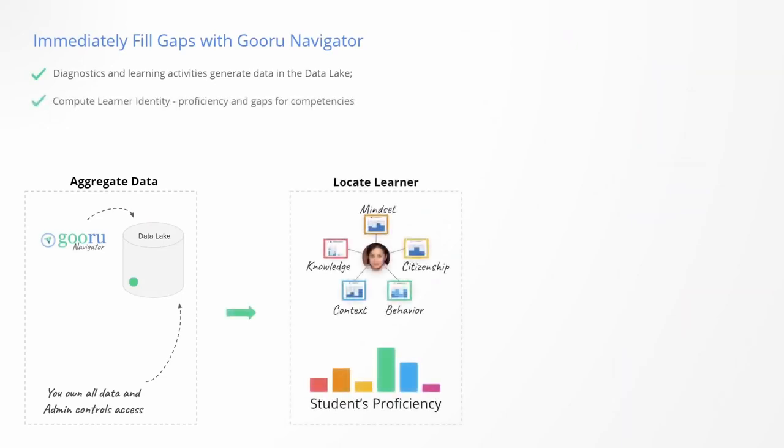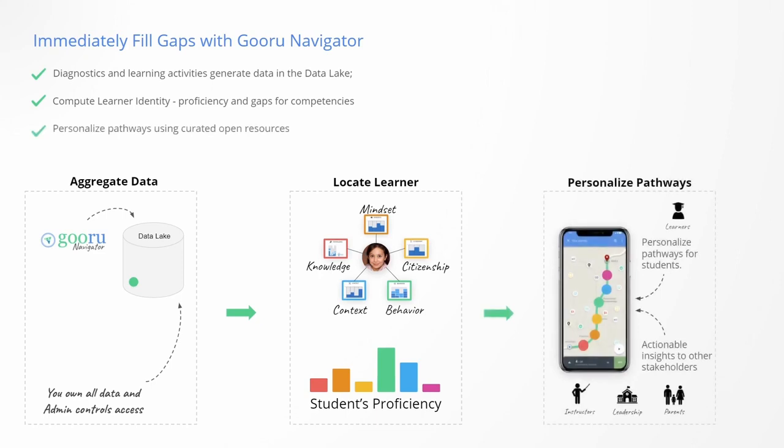Start with using Gooru Navigator. Through our diagnostics and learning activities, data will immediately start to flow into your data lake. Here, we will compute your learner's identity, proficiency, and learning gaps, all linked to competencies. From this, you will immediately benefit by being able to provide your learners personalized pathways through open educational resources, and providing detailed actionable insights to all other stakeholders.